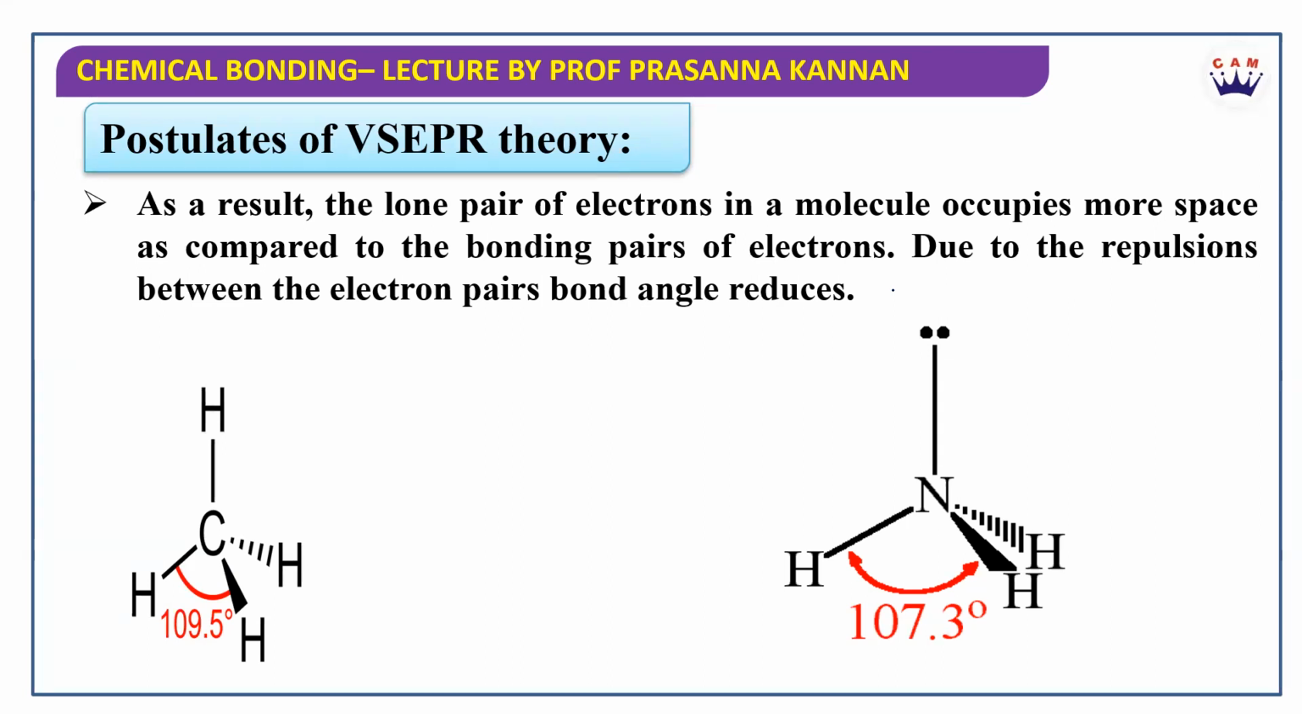Okay. Why is this? Why has the bond angle shrunk? Because the lone pair of electrons occupies more space. It pushes these bonds further, so the angle between the bonds is less than 109. Clear, students? Let's move on.